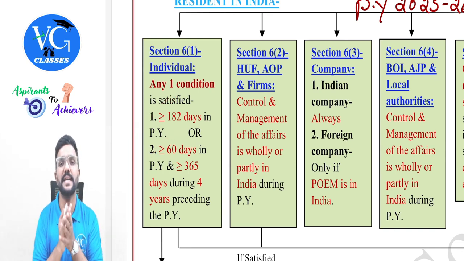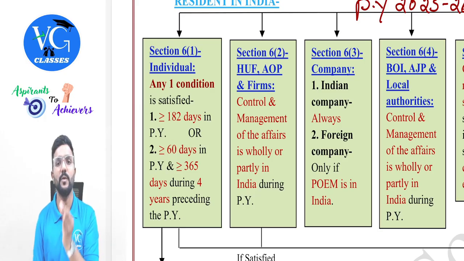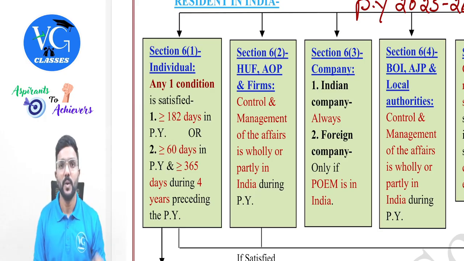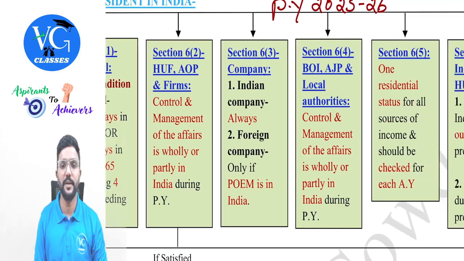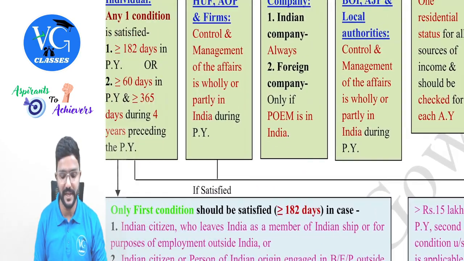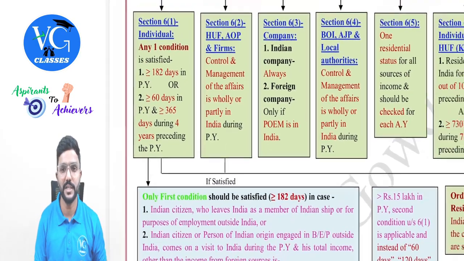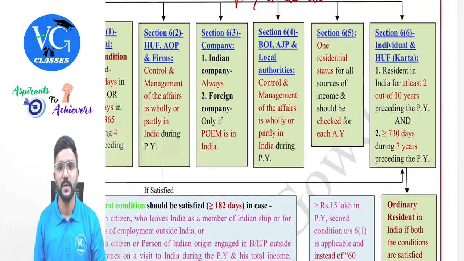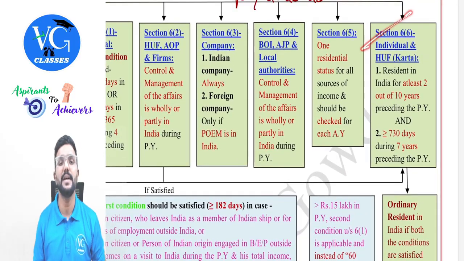So, if an individual satisfy any one of the condition given under section 6 subsection 1, which we call it as basic condition, then he or she would become resident in India. Once an individual is resident, we need to go and check. I have given here. If satisfied, then we need to go and check the additional conditions. Where is additional conditions given, sir? Under section 6 subsection 6.